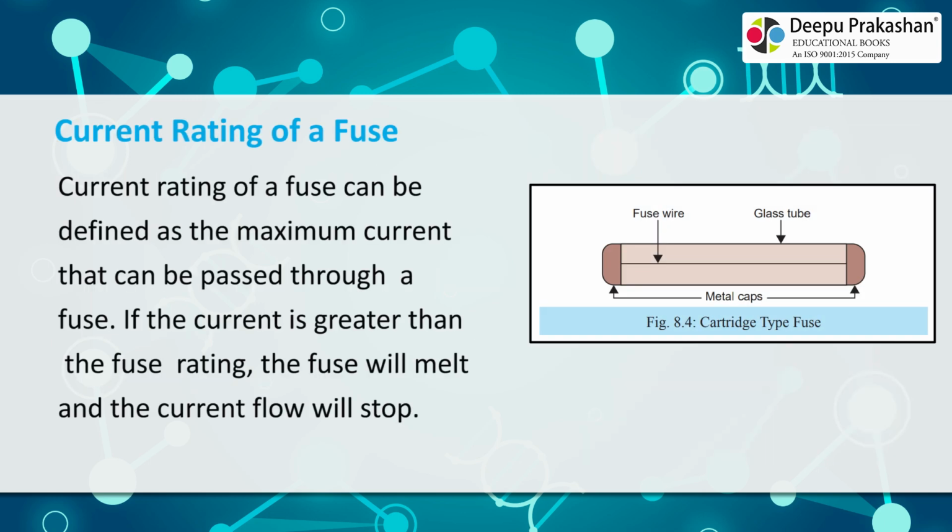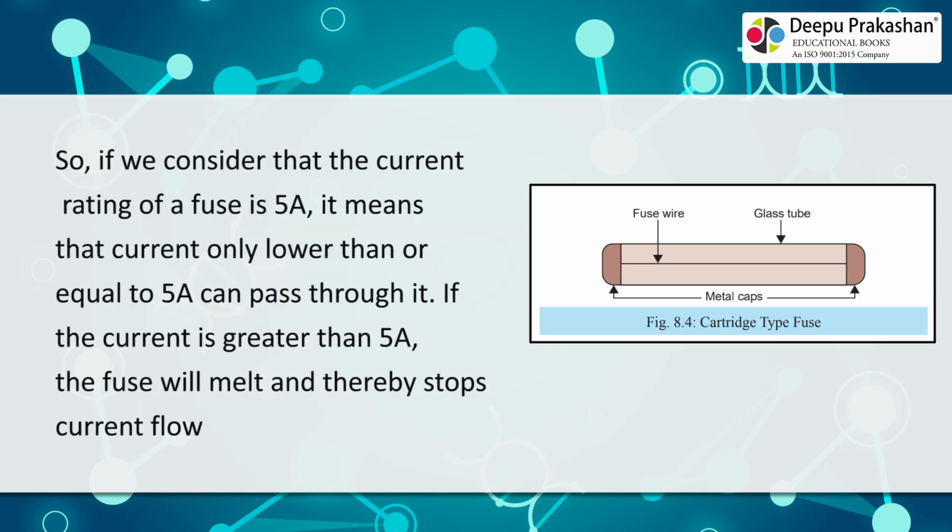Current rating of a fuse. Current rating of a fuse can be defined as the maximum current that can be passed through a fuse. If the current is greater than the fuse rating, the fuse will melt and the current flow will stop. So, if we consider that the current rating of a fuse is 5 A, it means that current only lower than or equal to 5 A can pass through it. If the current is greater than 5 A, the fuse will melt and thereby stops the current flow.